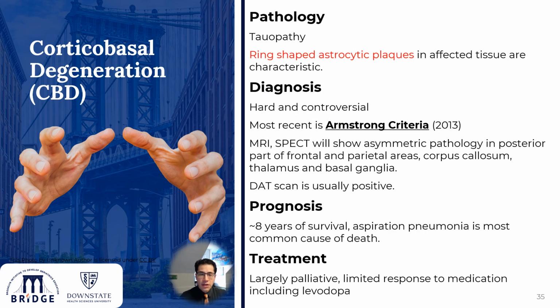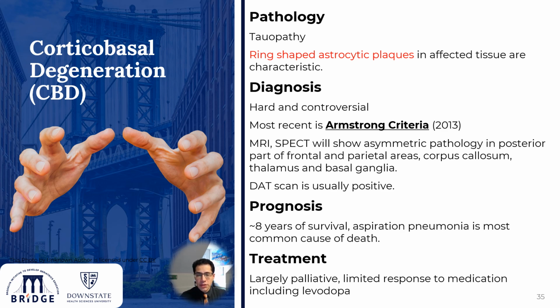So this one, as I mentioned, is primarily a tauopathy, showing ring-shaped astrocytic plaques in the affected tissue, as we mentioned in the cortex and the basal ganglia. Diagnosis is quite hard and controversial. The most recent Armstrong criteria came out in 2013. The MRI and SPECT may show asymmetrical pathology in the posterior part of the frontal and parietal areas, and may affect the corpus callosum, the thalamus, and the basal ganglia. The DAT scan is usually positive.